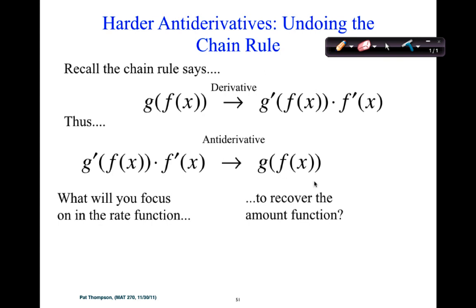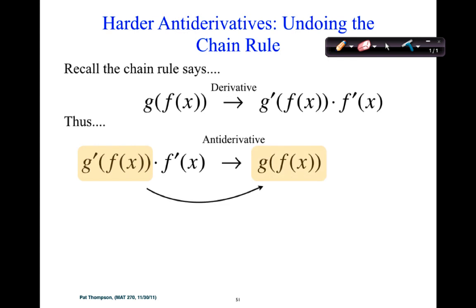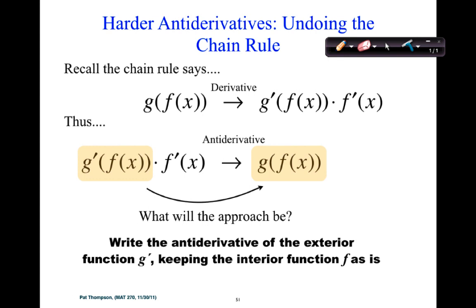And so what are we going to do in general? We're going to focus on that and do just one thing. What is it? The antiderivative of G. Identify the exterior function and do the antiderivative. And what about the interior? Keep it as it is. So that's what going backwards looks like. It means focusing on that to recover that. There's really only one thing to do: take the antiderivative of G. So we write the antiderivative of the exterior function G, keeping the interior function as it is.